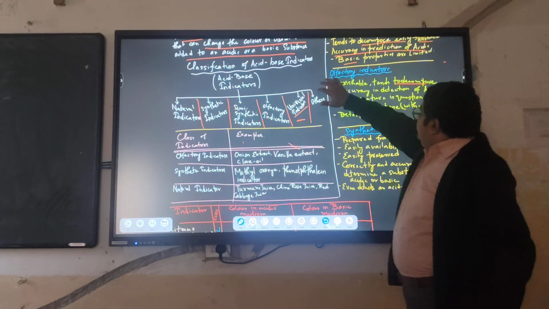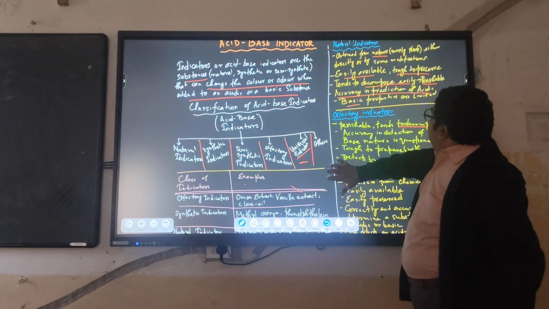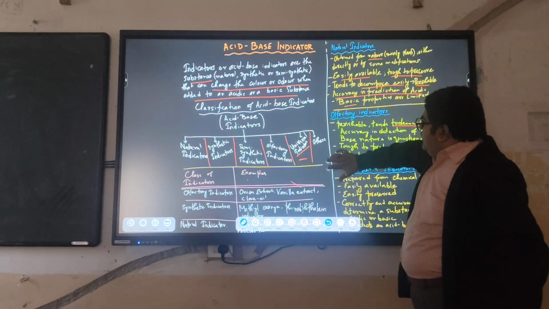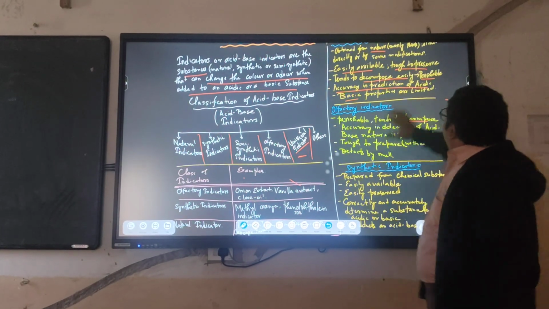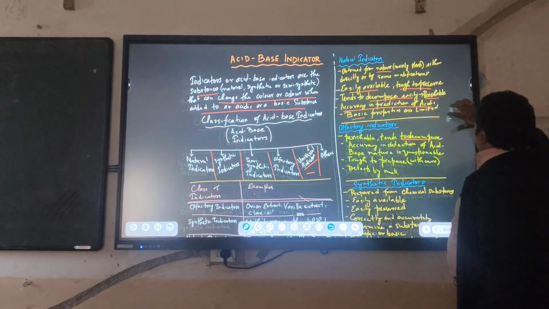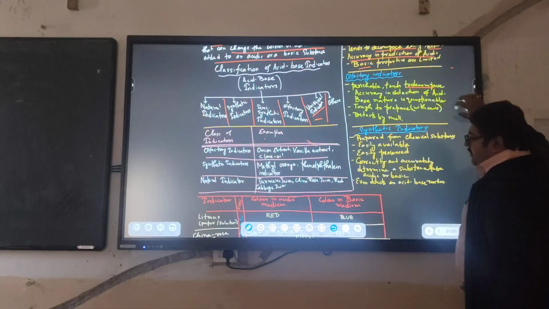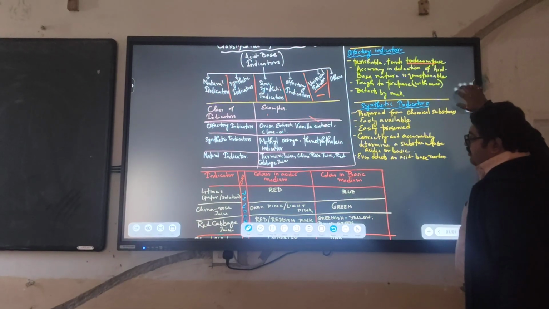And again, I am putting it forward so that you can see the definition. This is the definition of the indicators. The classification, the table is also there. You can also see the various parametric properties of all the types, and also the examples and the change of color that has been shown.